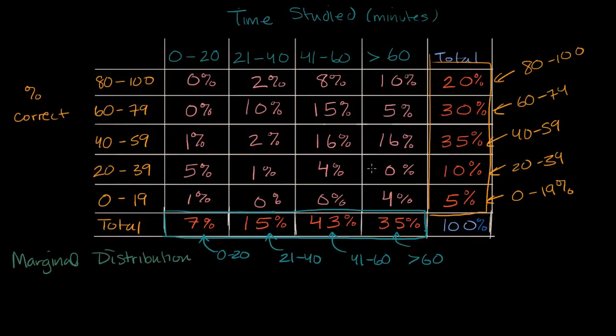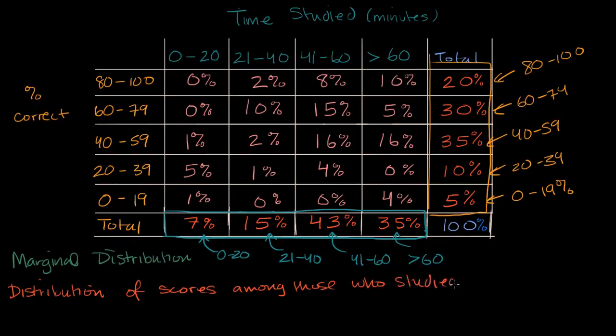Now there's another type of distribution that's related to these joint distributions, or you could say these two-way tables, and that's thinking about the distribution of one variable given what bucket you fall in for the other variable. So let me write this down. So if I want to say the distribution of scores given, all right, let me write it this way. Distribution of scores among those who studied, let's say, more than 60 minutes.